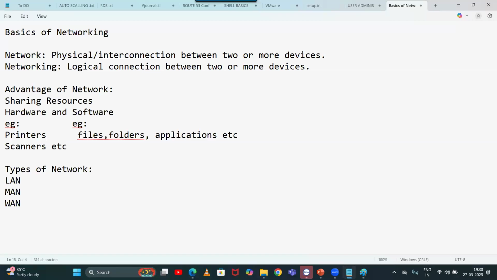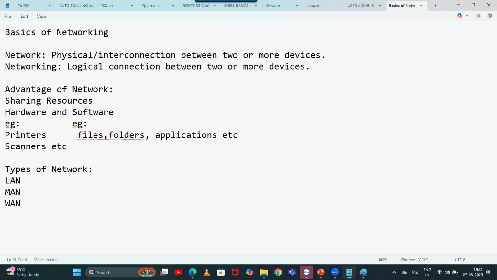Which type of connectivity do we call LAN? When the devices are connected within a building or within a campus and sharing the data with each other, then we call it a local area network. I'm repeating again: when the devices are connected within a campus or building and communicating with each other, that type of connectivity we call LAN. Now you are working in one organization. In your company, all the PCs are communicating with each other. That type of connectivity is called LAN.